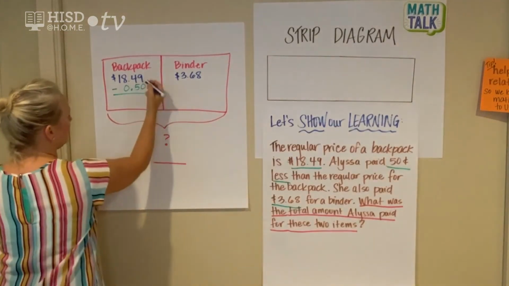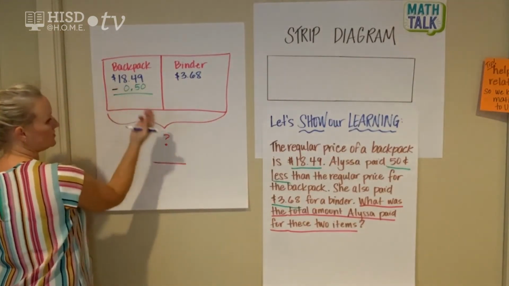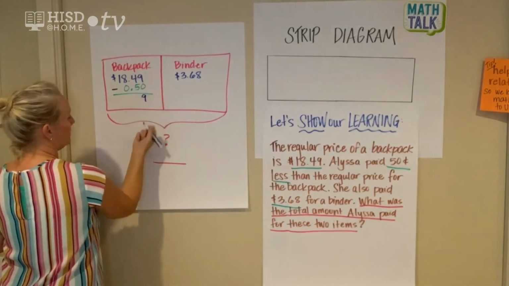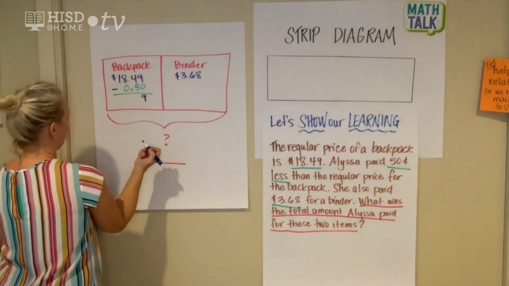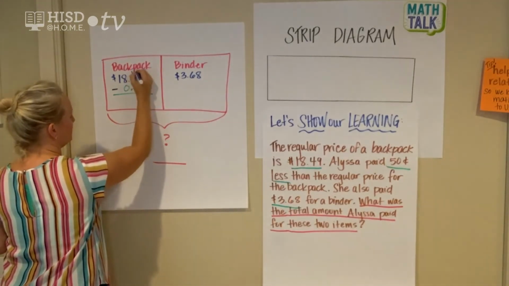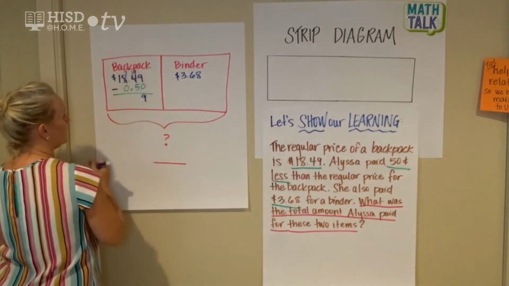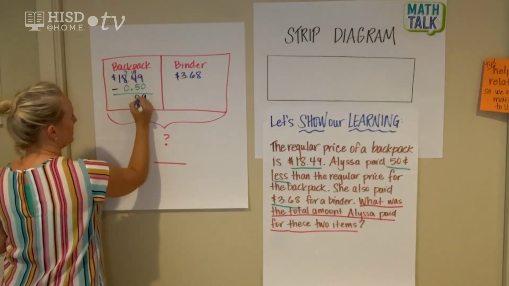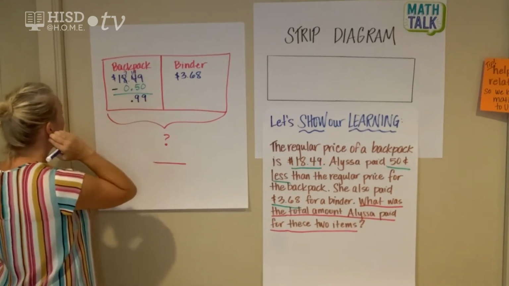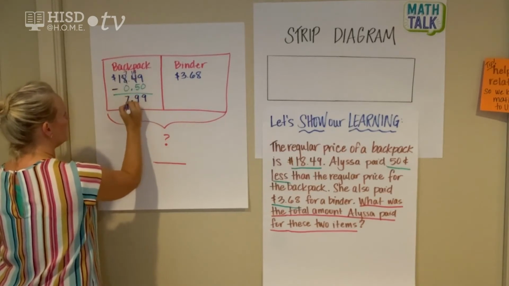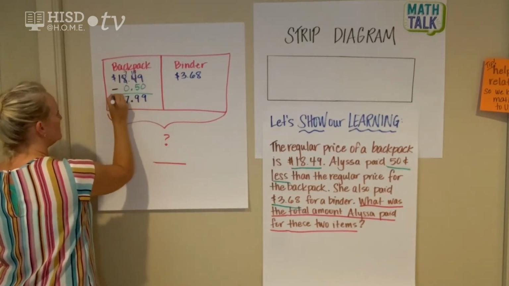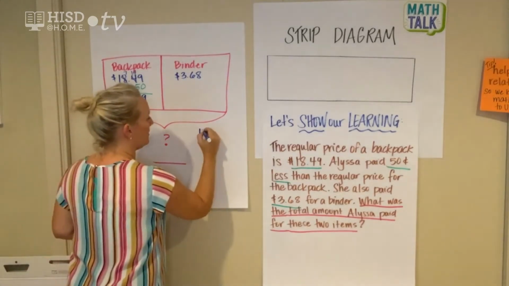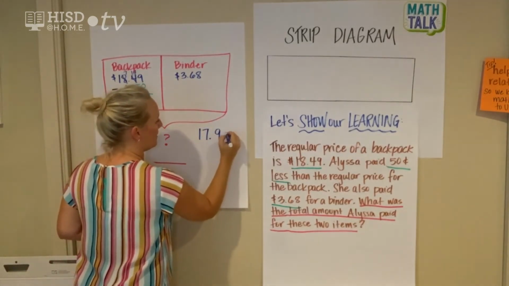So here we go. So remember, I'm subtracting because she's getting her money back. 9 minus 0, 9. 4 minus 5, I can't do that. I have to make this a 14, borrow from here. Then 14 minus 5 gives me another 9. 7 minus 0 is 7, and 1. So she actually only paid $17.99 for the backpack.